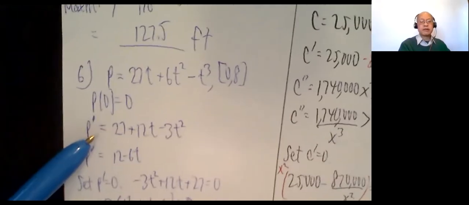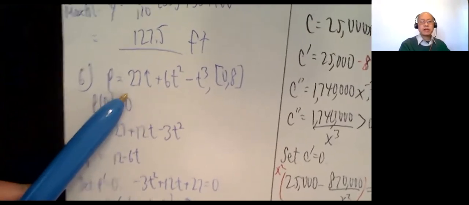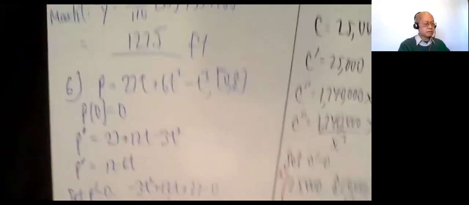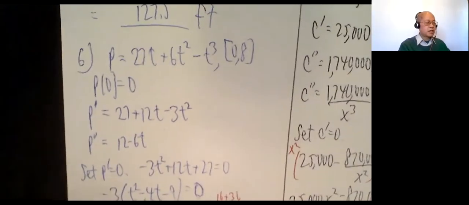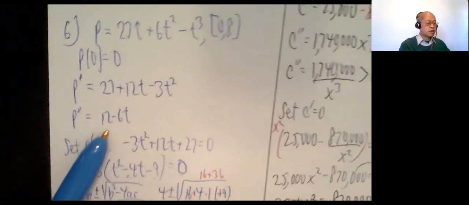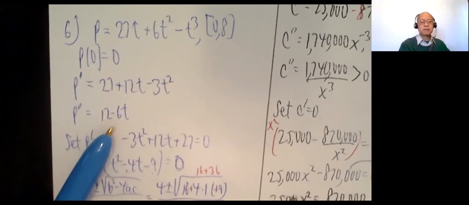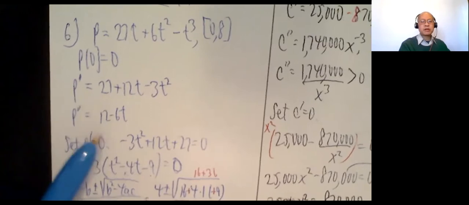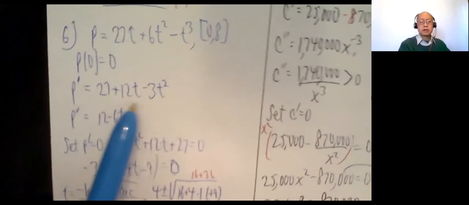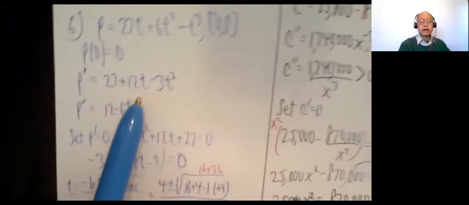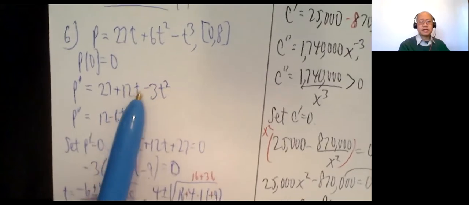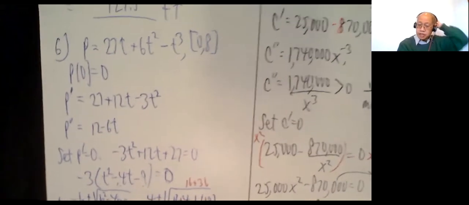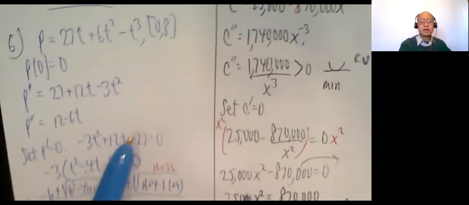All right, so I take the derivative, P prime, 27 plus 12t minus 3t squared. And then P double prime is 12 minus 6t. Set P prime equal to 0. So I rewrote it so that it's t squared first and then t and then 27. So negative 3t squared plus 12t plus 27 equals 0.